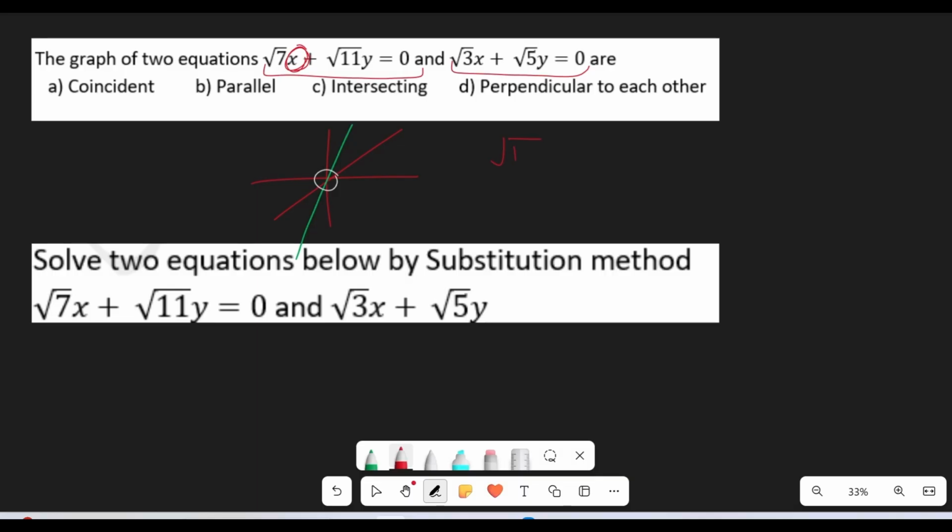Root 11 y is 0 and y is 0. Same with the second equation. So if there are two equations in an MCQ with no constant, directly, it's intersecting at the origin.